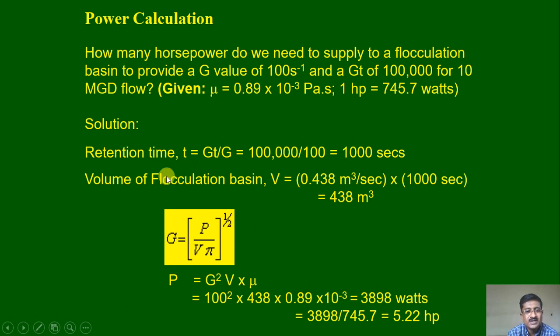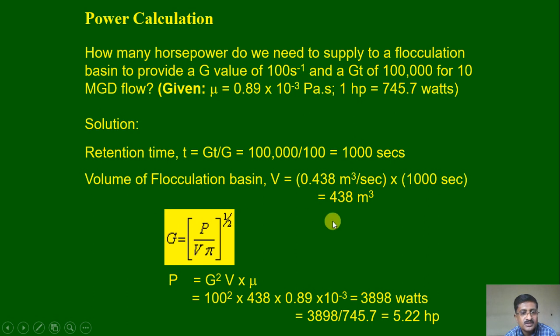So by using the same formula, the retention time T is equal to GT divided by G, which is 1 lakh divided by 100, which is equal to 1000 seconds. Volume of the flocculation basin, V, is equal to 0.438 meter cube per second multiplied by 1000 seconds, which we calculate as 438 meter cube.